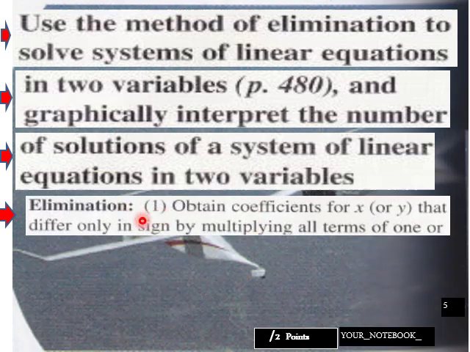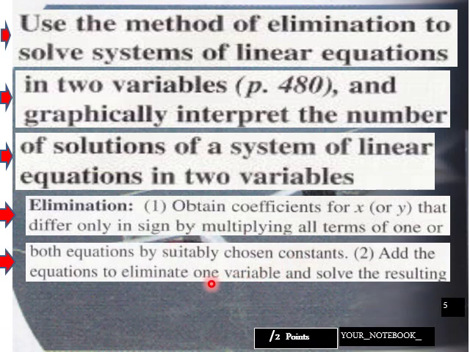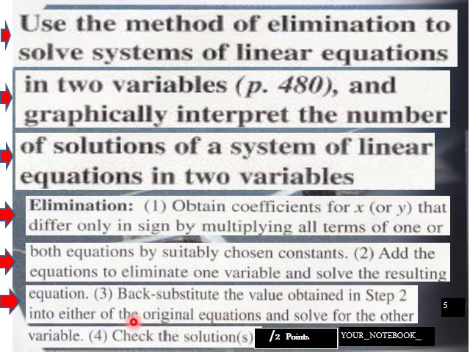Elimination, so methods here of doing this will be 1, obtain coefficients for x or y that differ only in sign by multiplying all terms of one or both equations by suitably chosen constants. 2, add the equations to eliminate one variable and solve the resulting equation. 3, back substitute the value obtained in step 2 into either of the original equations and solve for the other variable. 4, check the solutions.